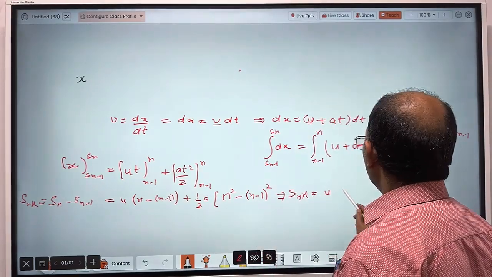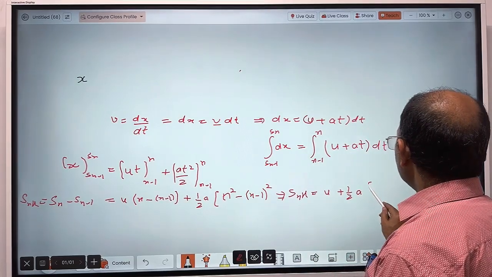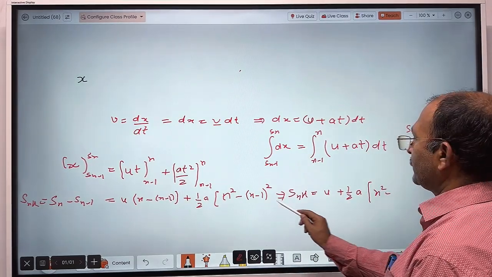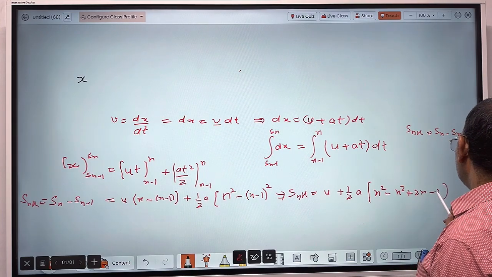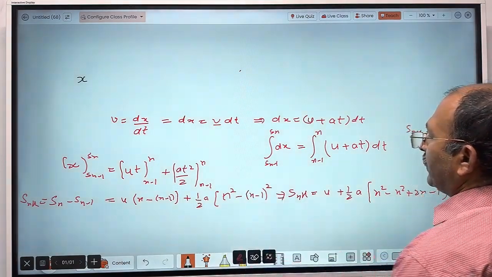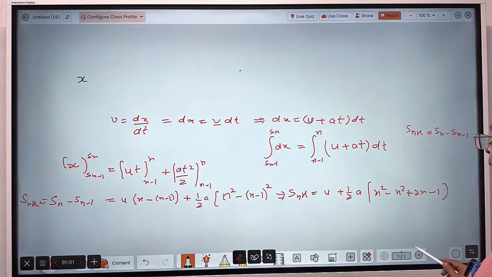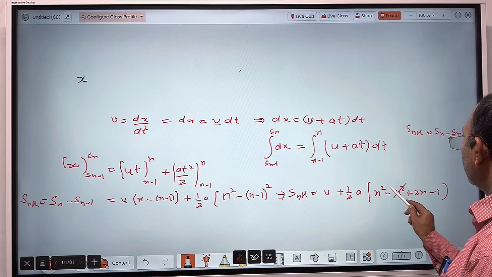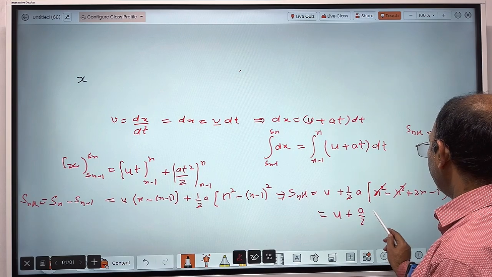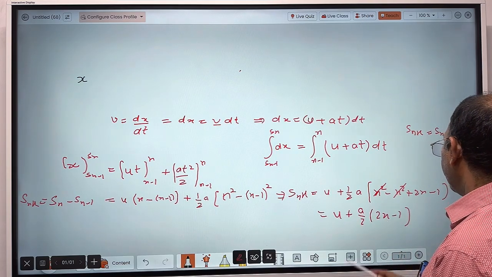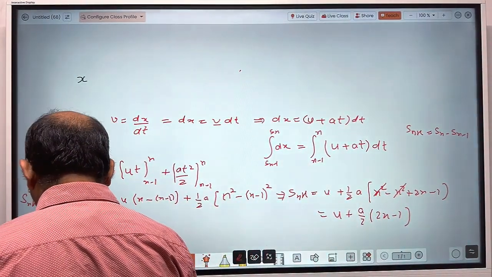so just u will be left. Here 1 by 2 a, then inside the bracket n square minus, if we open this bracket, n square minus 2n plus 1. Because of this negative sign, all signs will get changed. So n square will cancel out. So we have got u plus a by 2 into 2n minus 1. So this is the fourth equation of motion.